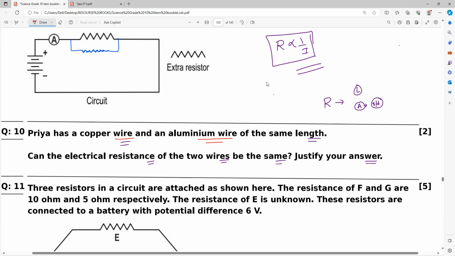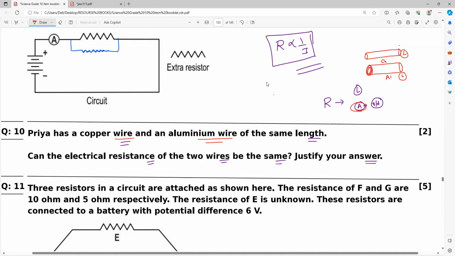Now they are saying Priya has a copper wire and an aluminum wire of the same length. That's why I'm drawing a single line, same length. But they are not talking about the area of cross section, so I'll make different areas of cross section. Let me take this as the copper wire and this as the aluminum wire. Different area of cross section, but length remains what? Same. Remains constant.